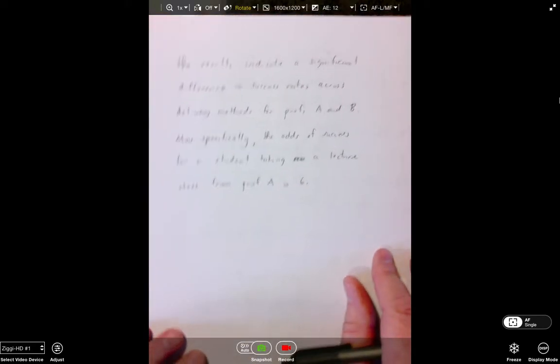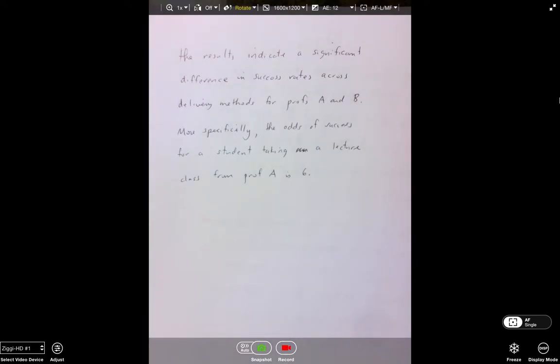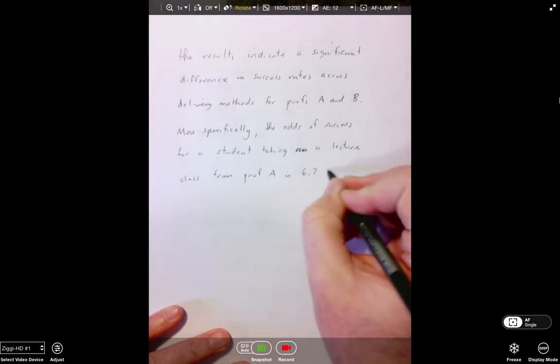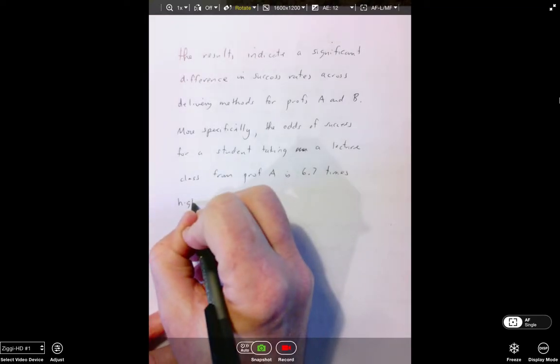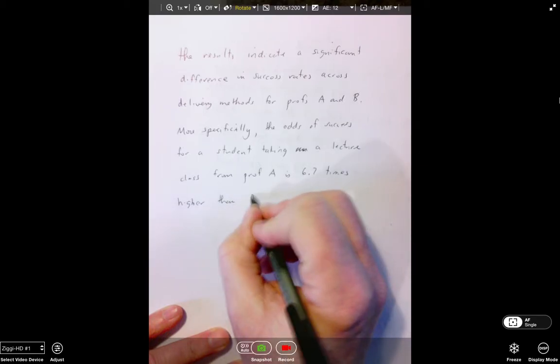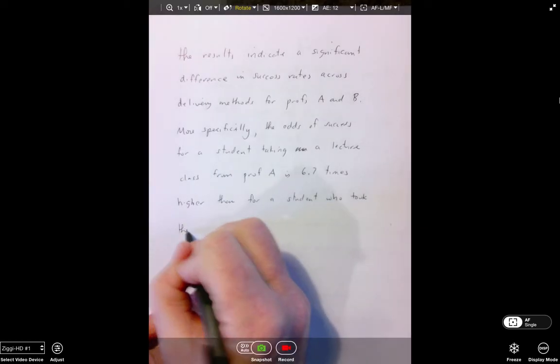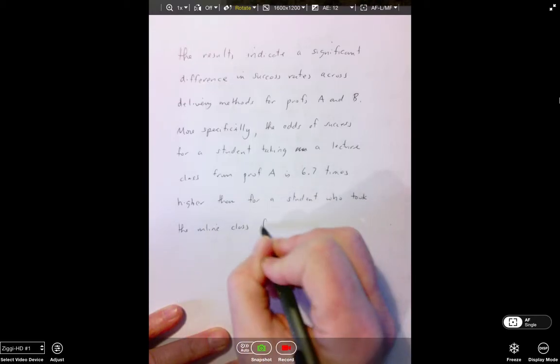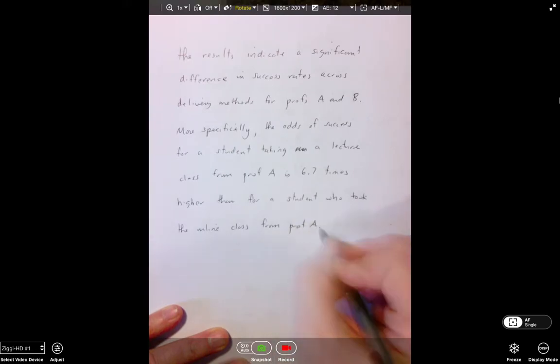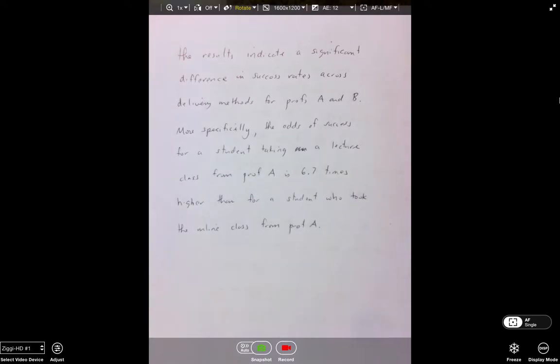We did those calculations. Let me see if I can find them. Let's see. Okay, here they are. 6.7 times higher than for a student who took the online class from Professor A. Professor A may be a great professor, but it seems like this person is having some major difficulties with the online component.